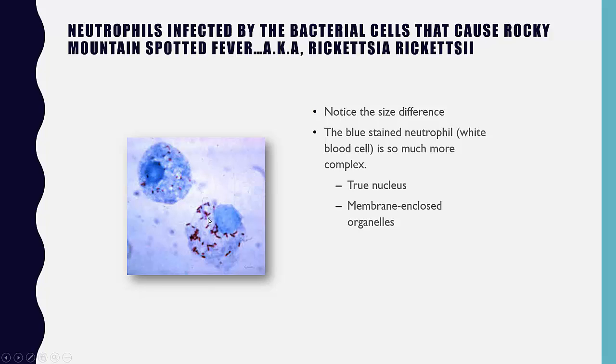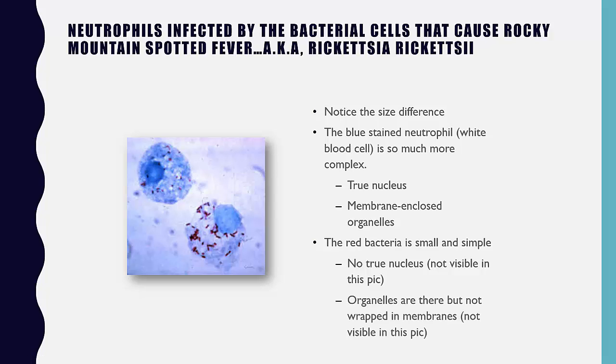And it's hard to see the bacteria, they're so small, and there's no way to be able to tell for sure that there's no nucleus. In fact, there's a nucleoid area, but you're just going to have to take scientists' word for this one. So again, red bacteria, small, very simple, prokaryotic, no true nucleus, not visible in this picture. Now, again, both cells have organelles, but only the eukaryotic cells have membrane enclosed organelles. All right.